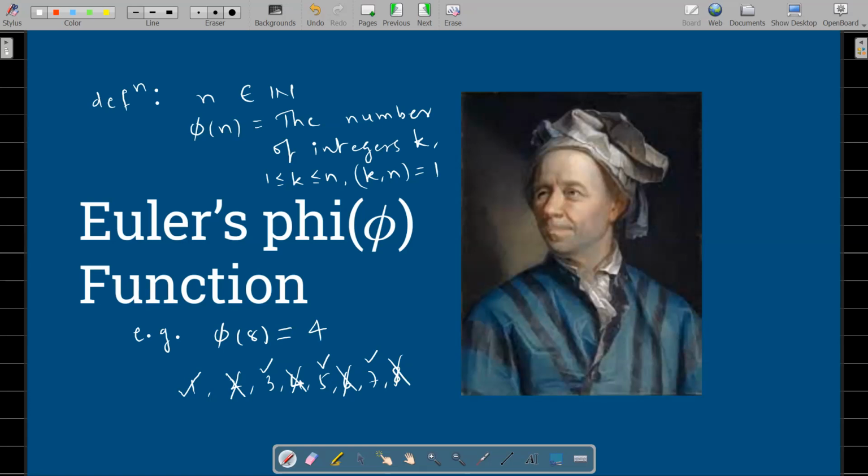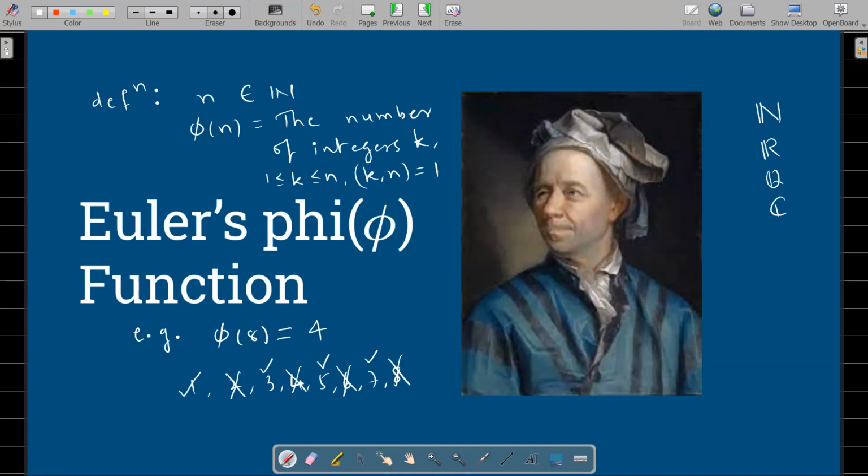Sir, n belongs to, is that in or n? That is the symbol for natural numbers. In mathematics, they write not the usual n, they put one extra line. Reals are written like this, rationals are written like this, complex numbers are written like this.